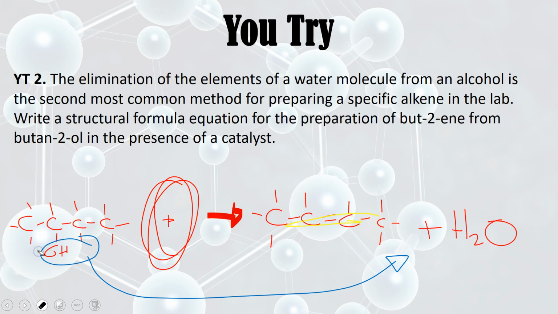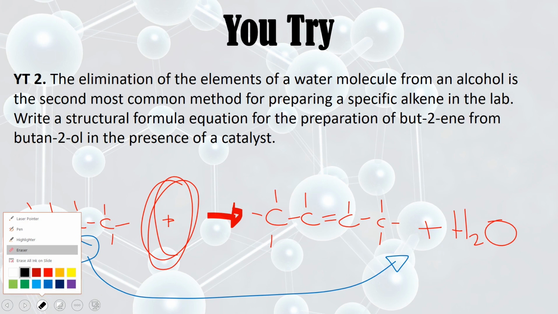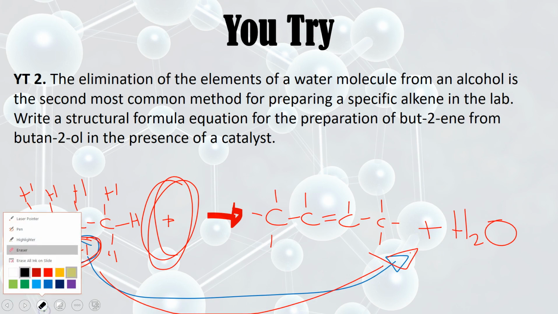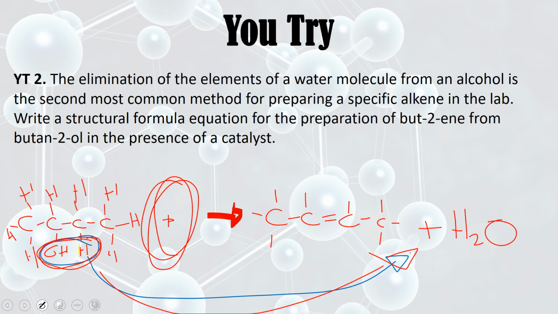Sorry, what's that? Where did I get my second H from? When I dehydrate this, these are all hydrogens, right? So if I have the catalyst, what's going to happen here is that it's going to prompt the hydrogen and the hydroxide to be removed in the form of water. And now these guys are left, now I have two lone pairs here. And so they would come together and form a double bond right in the middle.